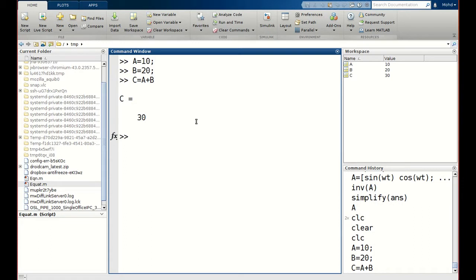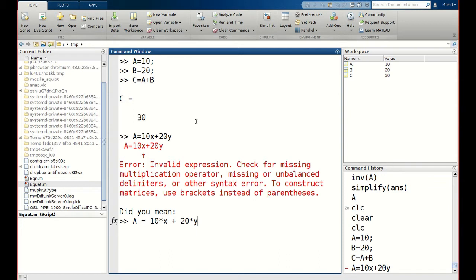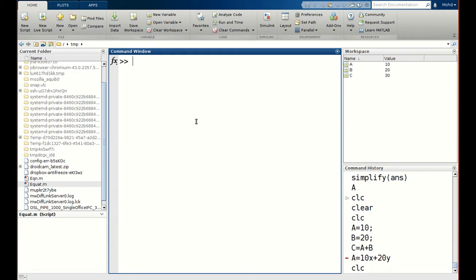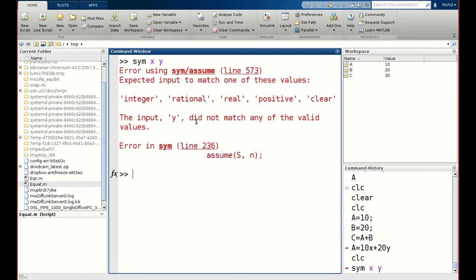But what if our equation consists of some variable, like a equals 10x plus 20y? It will give us an error here, but there is a way to solve even such kinds of equations in MATLAB. So in this video we'll be looking at that. What we have to do is define some sym variables first. As our variables are x and y, we'll be defining x and y as sym variables. It is syms. Okay, so now x and y are created as sym variables in our workspace.